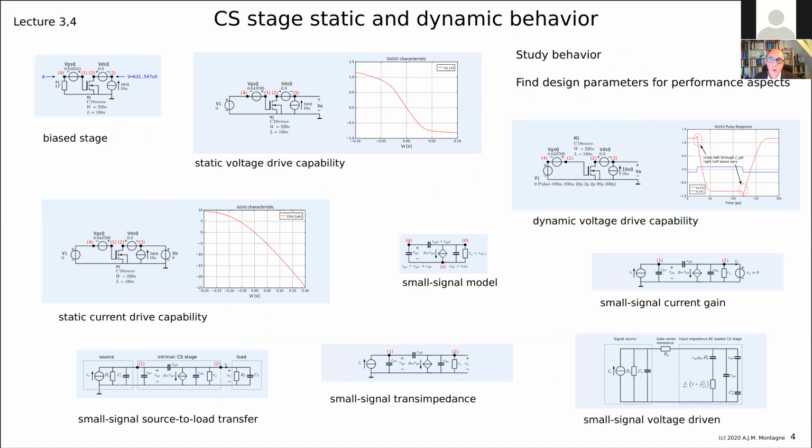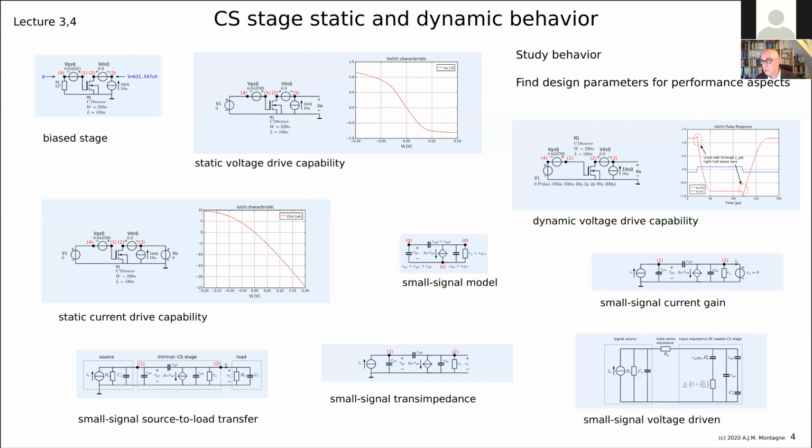So then we know how we model this device. We know that we can use a MOS transistor as an amplifying device together with bias sources. And then it is time to study in more detail the behavior of this basic amplifier stage. So we are going to look at its drive capabilities, its nonlinearity, its dynamic drive capabilities, its small signal behavior, its noise behavior. How does it behave if we place it between a source and a load? What will then be the transfer? All kinds of aspects we will dive into in detail.